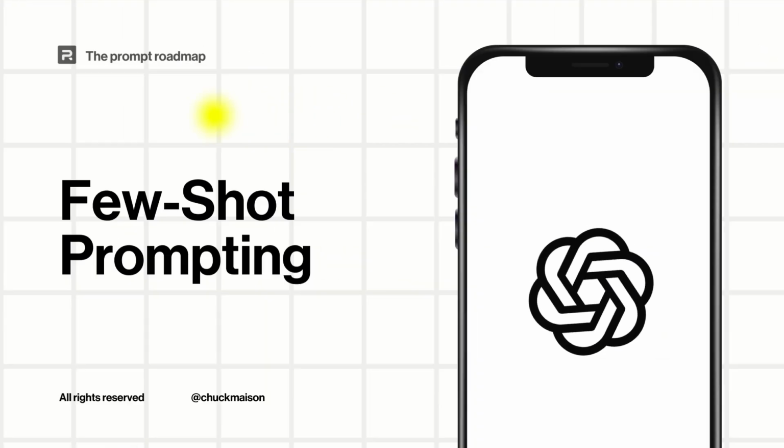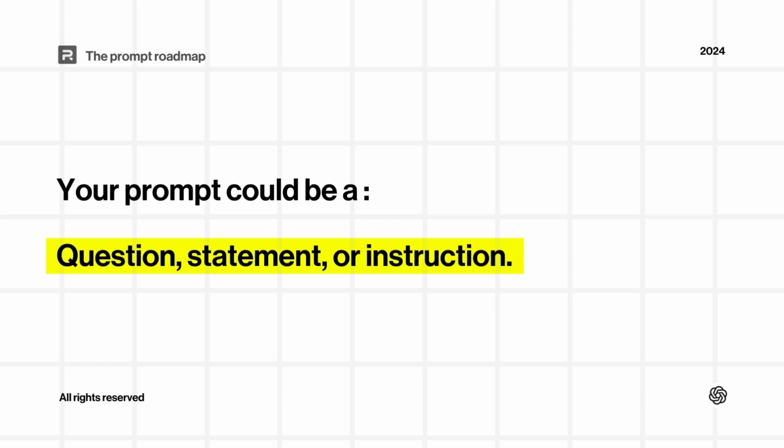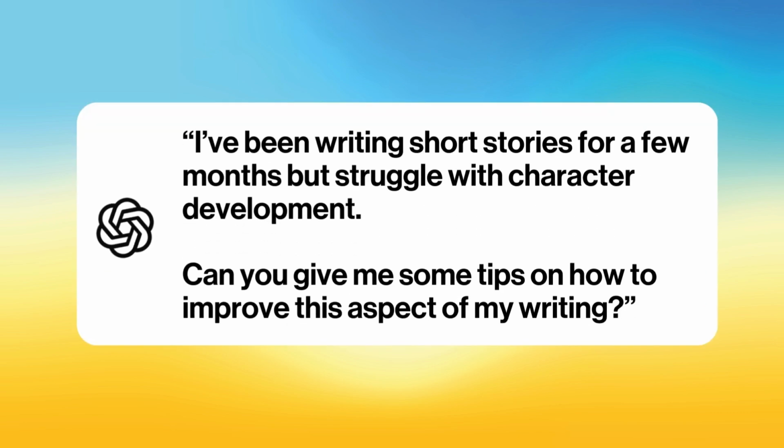Next, let's look at few-shot prompting. Now, this is when you include an example in your prompt to make it more specific and improve the quality of the response. Your prompt could be a question, statement, or an instruction. For example, instead of asking, how can I improve my writing skills? You could say, I've been writing short stories for a few months, but I struggle with character development. Can you give me some tips on how to improve this aspect of my writing?